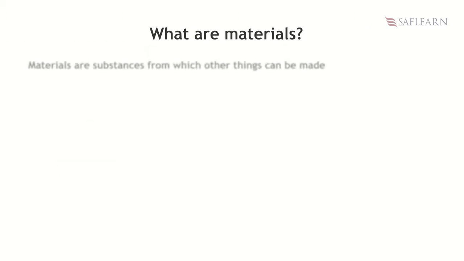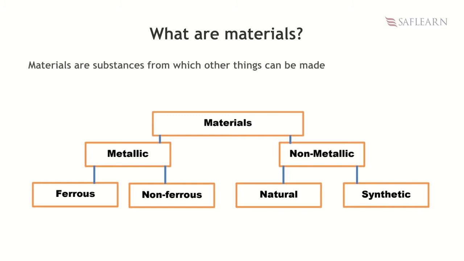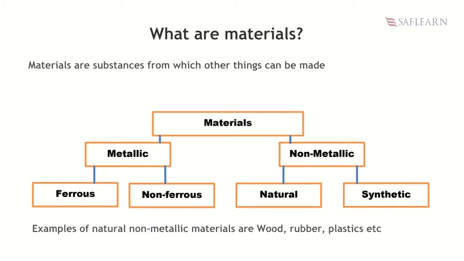So, what are materials? Materials are substances from which other things can be made. Basically, they can be classified into two, metallic and non-metallic. The metallic ones can further be subdivided into ferrous and non-ferrous metals, while the non-metallic ones can be divided into natural and synthetic materials. Examples of natural non-metallic materials are wood, rubber, plastics, etc.